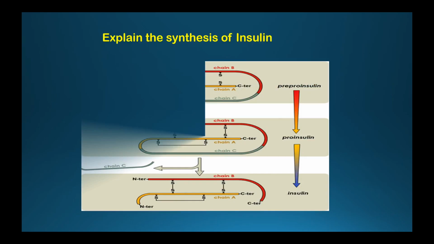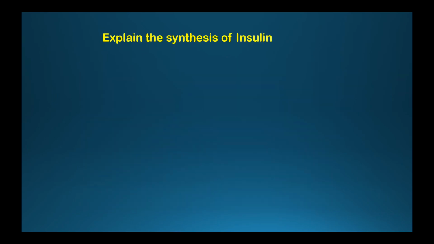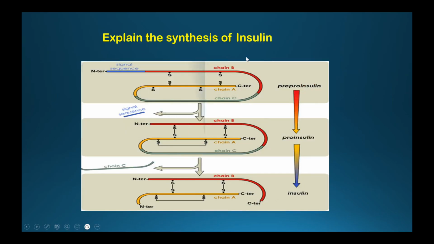The synthesis of insulin is one of the important things. There are various steps. The first step in the formation is what is called pre-pro insulin, which has got 3 chains.